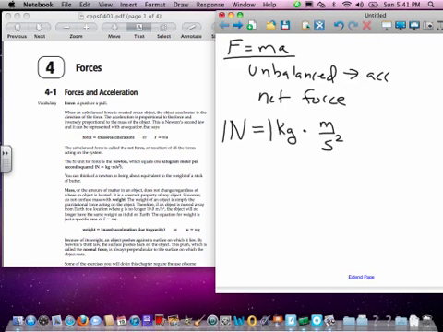If we want to talk about a specific force and we want to talk about weight, weight is our mass times a specific acceleration, which is gravity. On Earth, we'll use 10. And so whatever your mass is times 10, that would be your weight in newtons. Whatever your mass is in kilograms times 10.